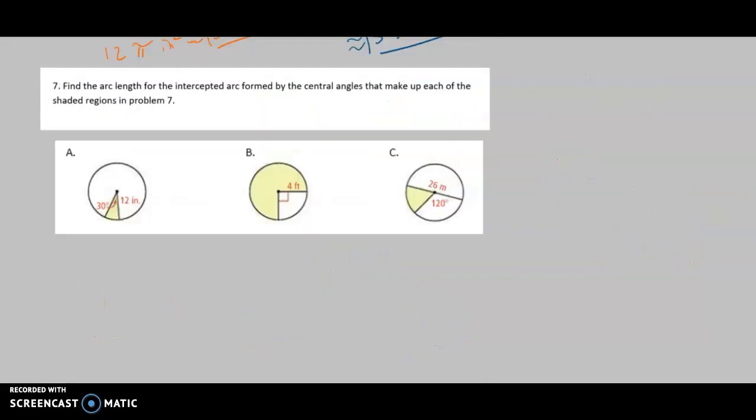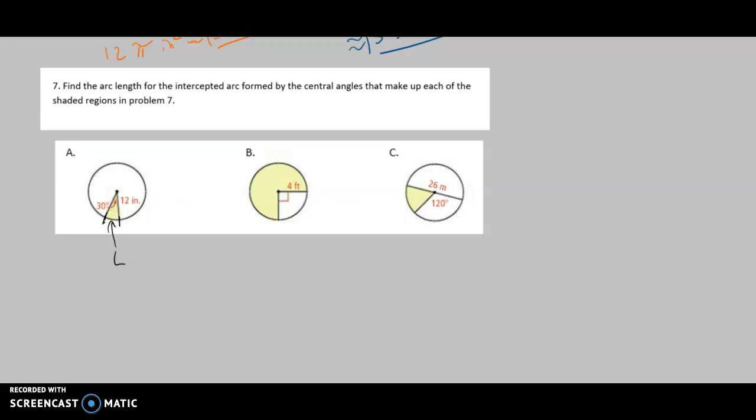All right, and then with number 7, what they're asking us for is instead of the area of the shaded region, they want to know the arc length for the intercepted arc formed by the central angles that make up each of the shaded regions. So that's a really wordy way of saying they want to know the arc length of the arc bounding the shaded region. So in other words, for number 1, we want to know the arc length from here to here, right here. We want to know that arc length.